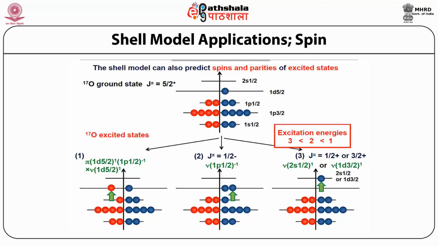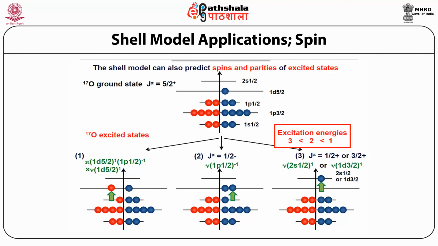One odd proton is in the d5/2 orbital, one odd proton is in the p1/2 orbital, and one neutron is in the d5/2 orbital. So, three odd particles are there, and in this case the ground state configuration can be written as pi 1d5/2^1, 1p1/2^-1, into nu 1d5/2^1.